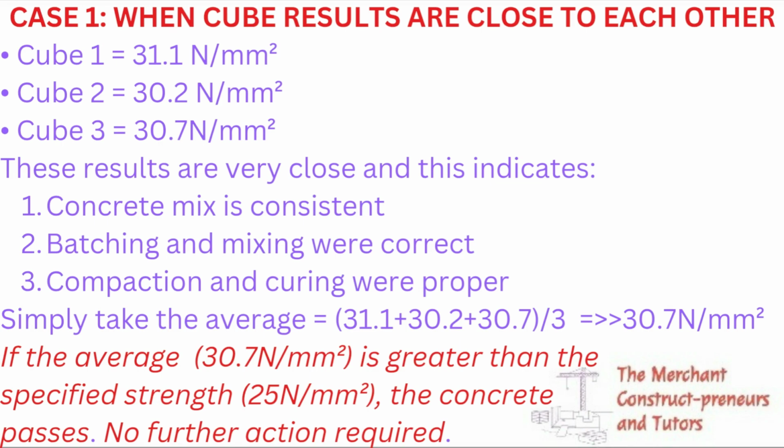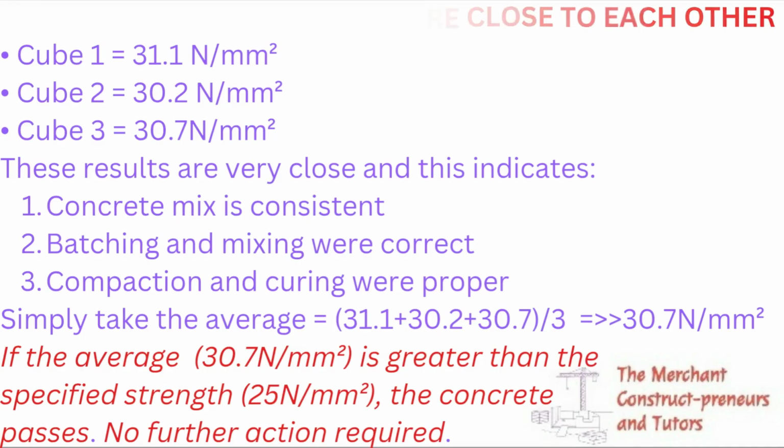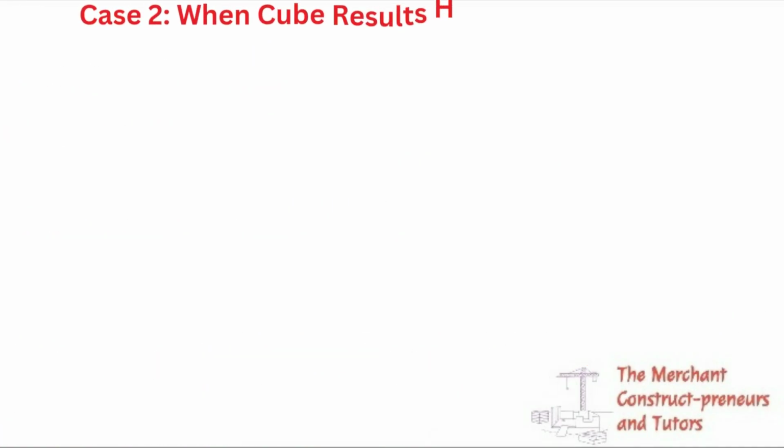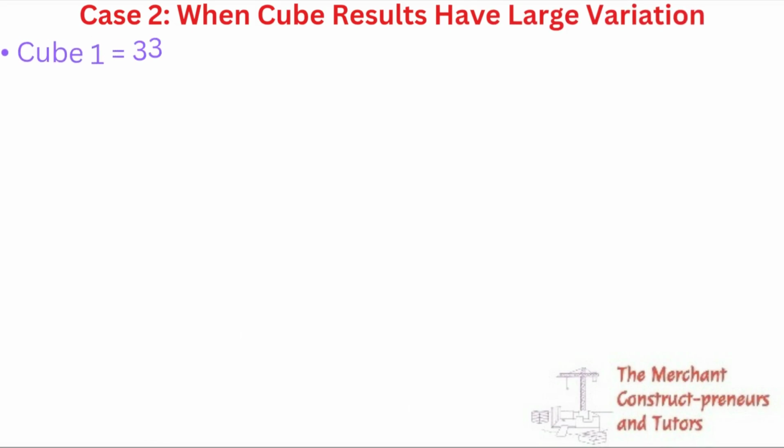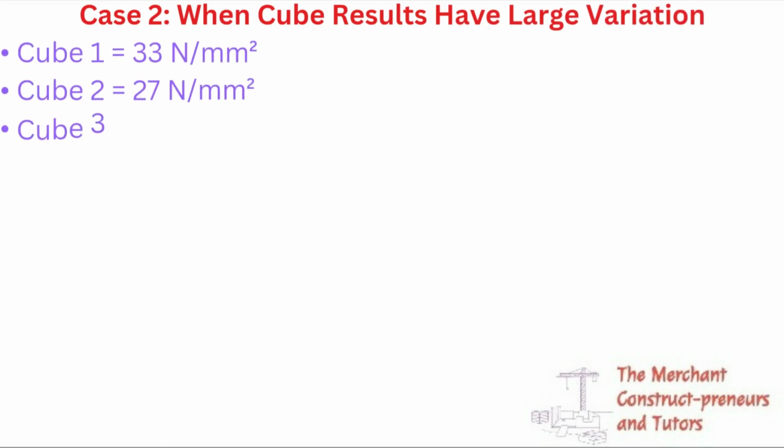If the average, 30.7, is greater than the specified strength, which here is 25 Newton per millimeter square, the concrete passes. No further action is required. What this statement is saying is, if the average strength is greater than the specified, in our case the specified is 25 and the average is 30.7, then the concrete is satisfactory, the mix is satisfactory, the strength is satisfactory, and no further action is needed.